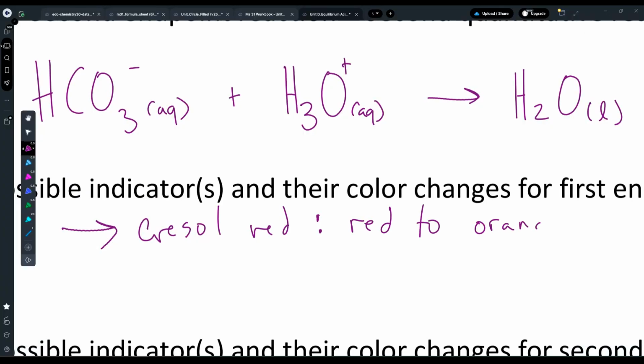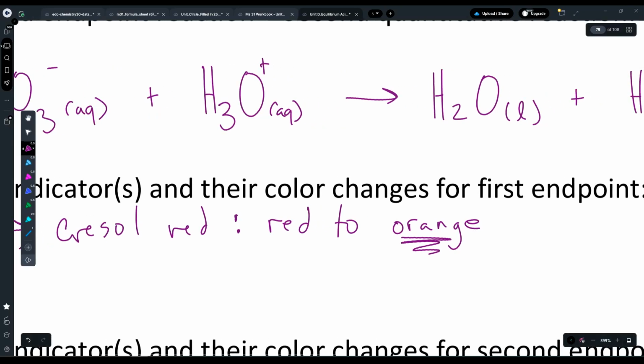So typically the second color that you mention for your color change, occurring at the endpoint, is going to be an in-between color. So it's typically a secondary color, unless you're talking about an indicator such as phenolphthalein, which goes from colorless to pink. So the in-between color would be a light pink.